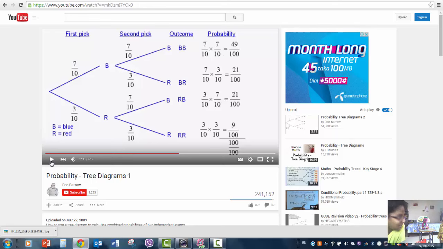One blue. Seven over ten. At least one blue. 7/10? What did you get that? 21/10. 21/10, at least one blue. You know, there are many, many.